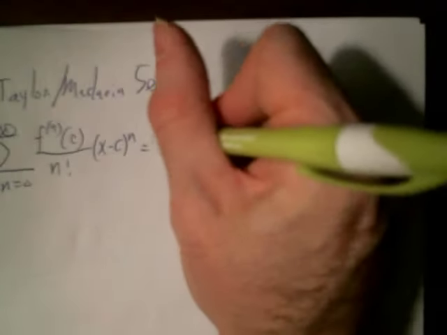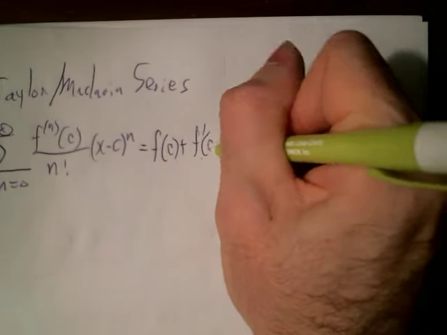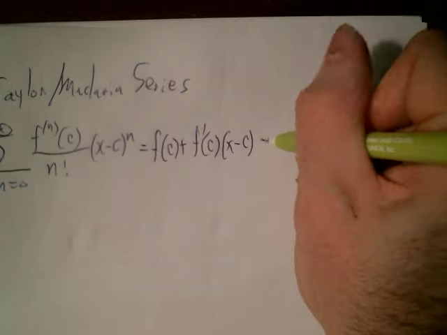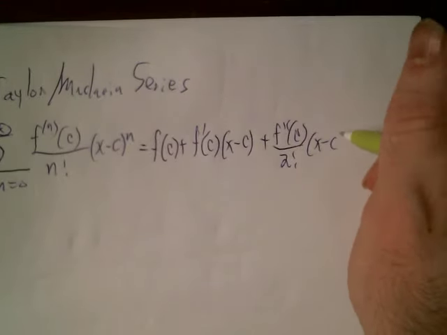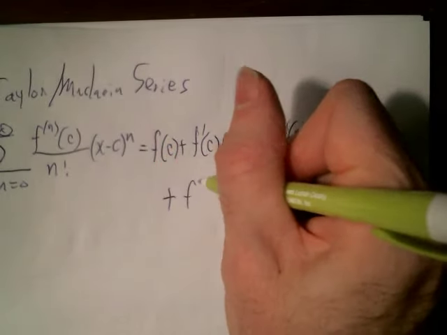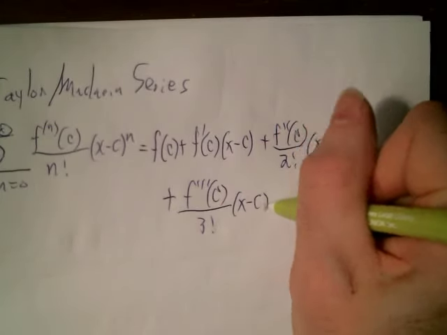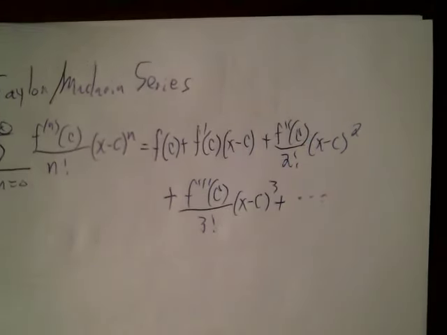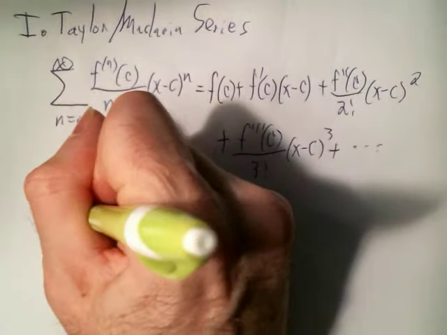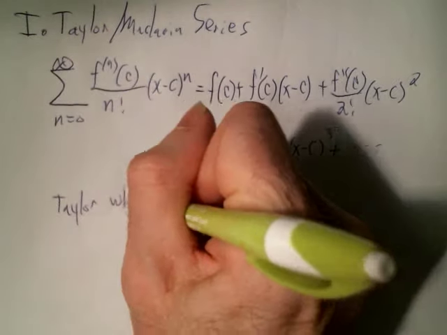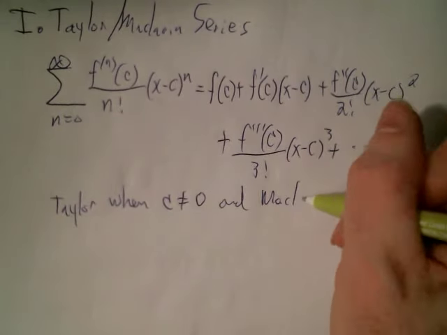Which of course is just f of c plus f prime of c times x minus c plus f double prime of c all over 2 factorial times x minus c squared plus f triple prime of c all over 3 factorial times x minus c cubed plus on and on and on. Okay, so it's Taylor when not centered at 0, and Maclaurin when centered at 0.